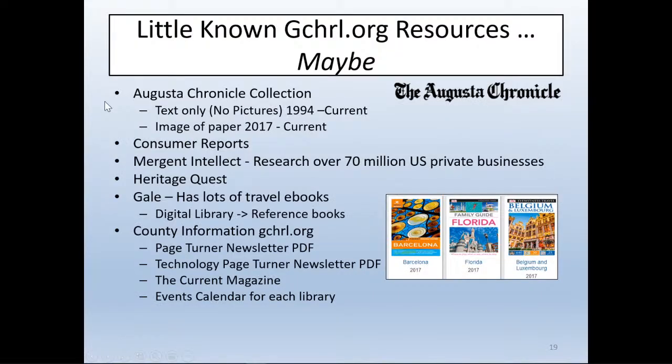So let's talk about some of our lesser known resources that you may or may not know about. Did you know that you can access the Augusta Chronicle collection? Currently, it's 1994 to current with no pictures. And the images currently are of the paper from 2017 to the current version.